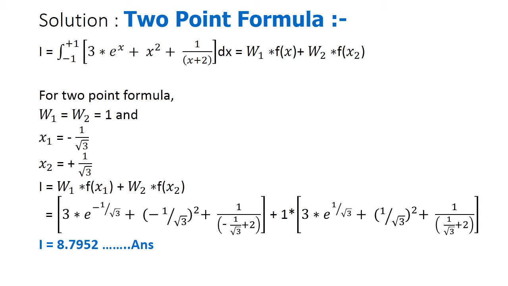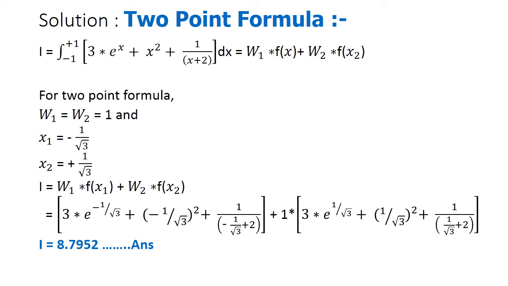Now here is the solution for the 2 point formula. Same equation, that is integral equal to 3e^x + x² + 1/(x+2). We have to evaluate this equation within limits -1 to +1, that is natural coordinates, and we are supposed to evaluate it by using the 2 point formula.